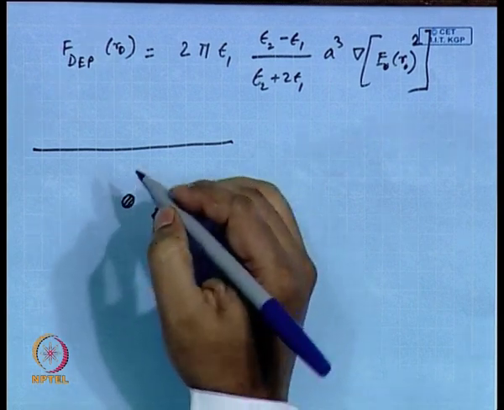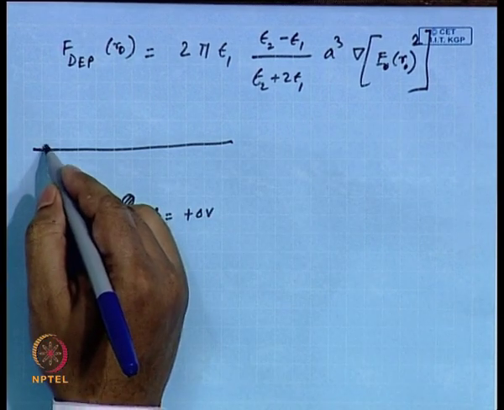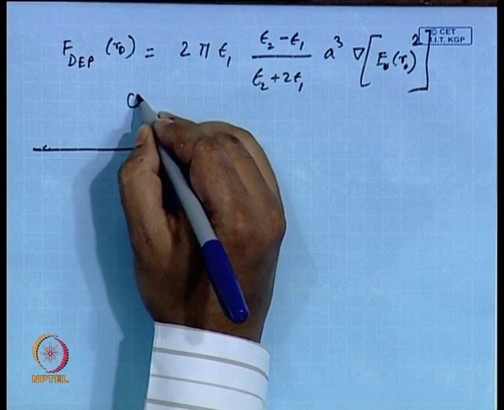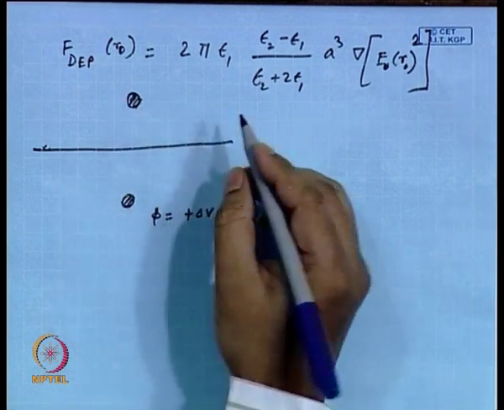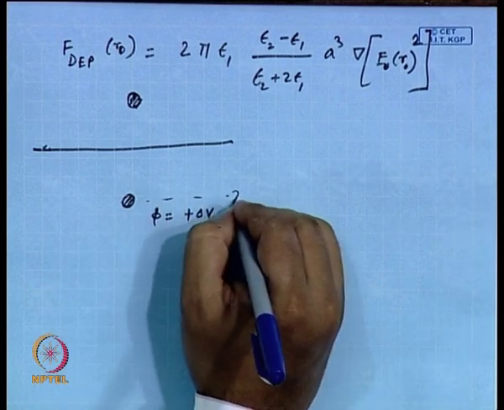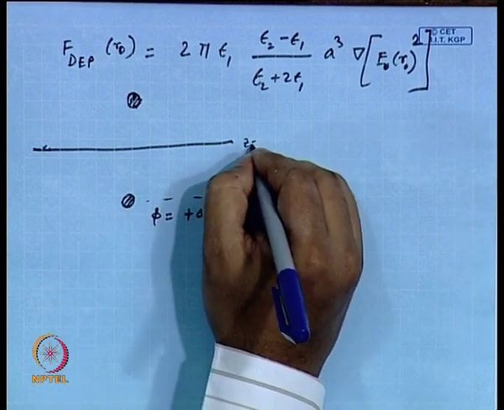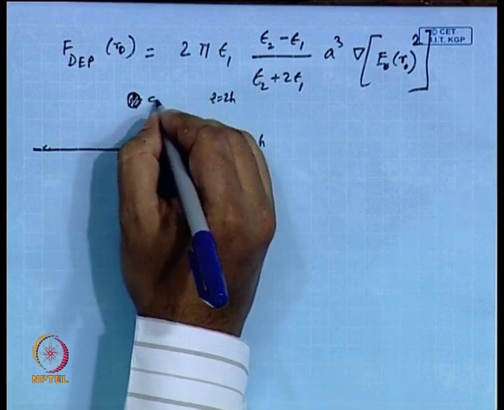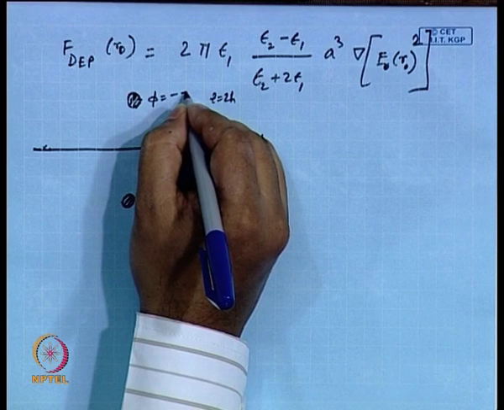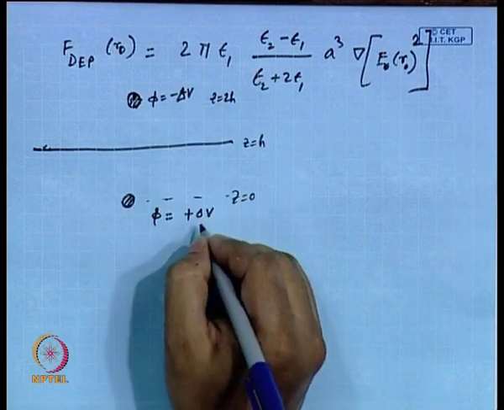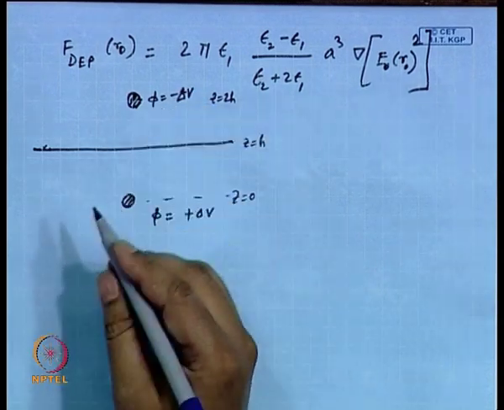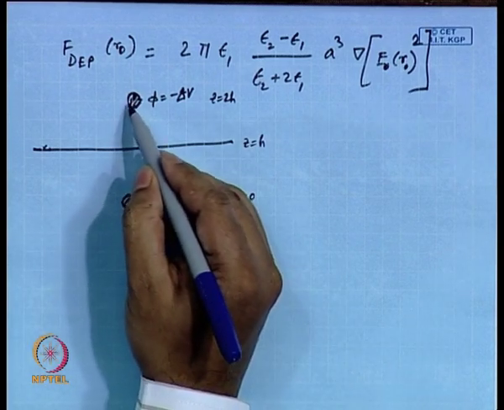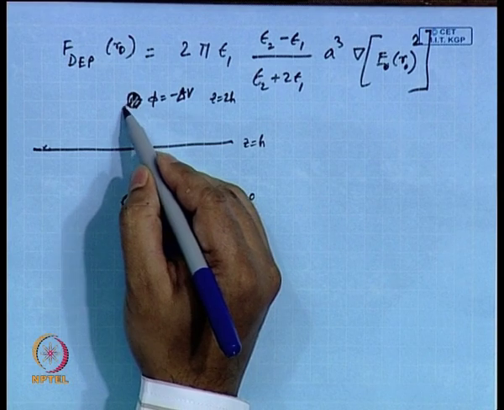Instead of that, you do not consider this planar electrode, instead you consider a mirror electrode. So, if this is at z is equal to 0, if this is at z is equal to h, this is at z is equal to 2h, and here it is minus delta V. It is plus delta V here, minus delta V here, and look at the electric field lines. How would they be operating in this case? They would be like this.